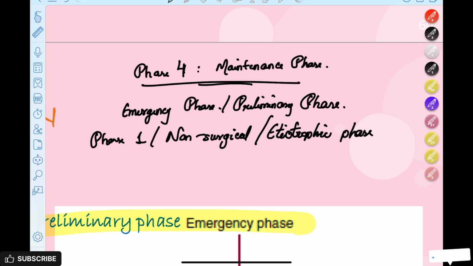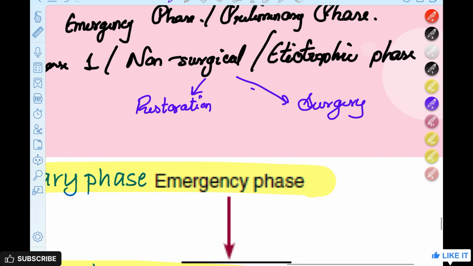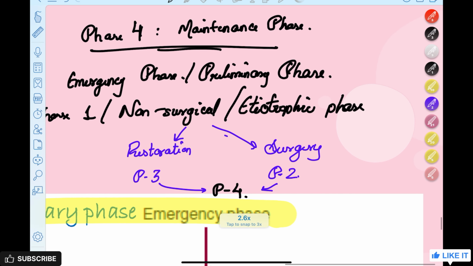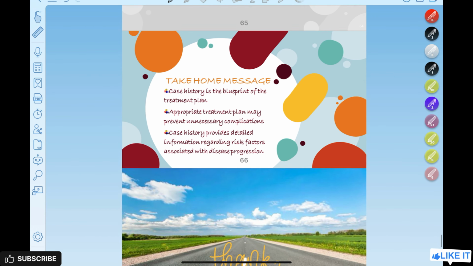Now from phase 1, the patient can go in 2 directions: if he requires restoration or any kind of surgical procedure. In the case of restoration, it will be phase 3 and surgery is phase 2. And after that he will come to the maintenance phase, that is phase 4. So what is the order? The order we follow while writing the case history is very important.